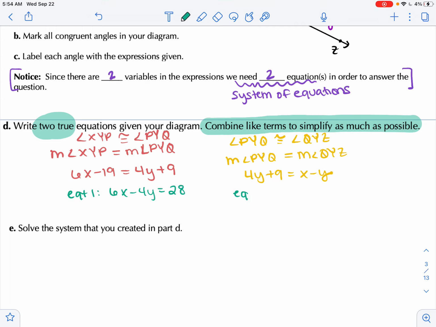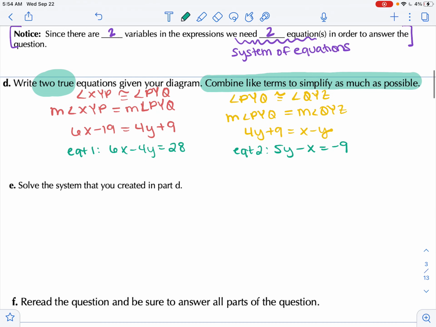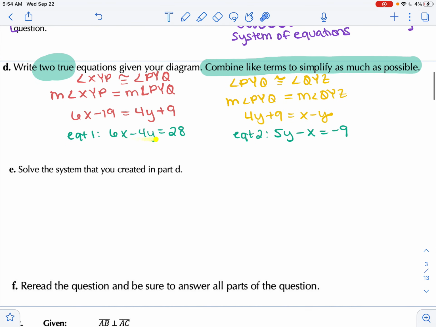This equation 2 can simplify to, I'll add that y over, that'll give me 3y. Sorry, adding the y gives me actually 5y. I'll subtract the x and subtract the 9. Okay? So here we're set up to actually do something with these equations, right? We're asked to figure out x and y, so we're going to have to solve that system.